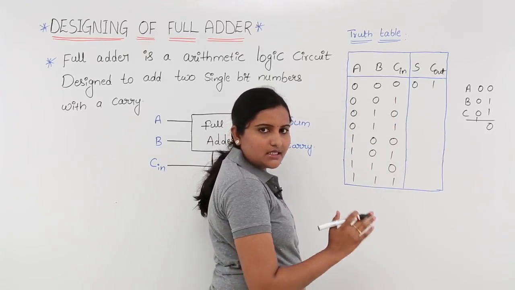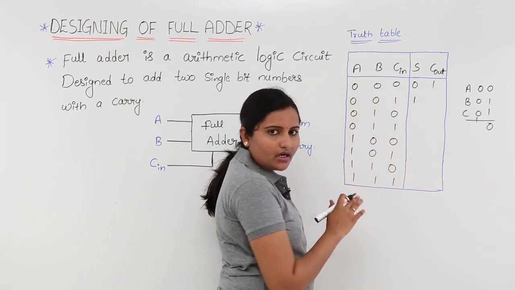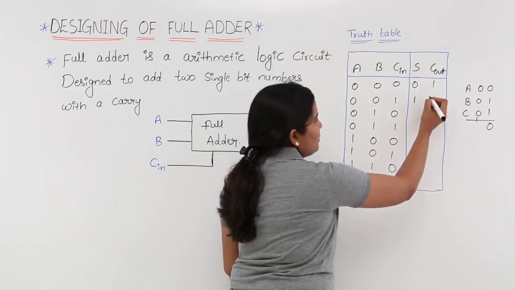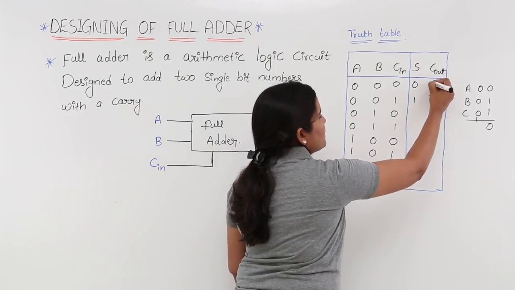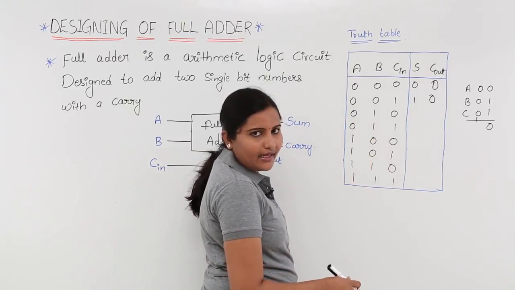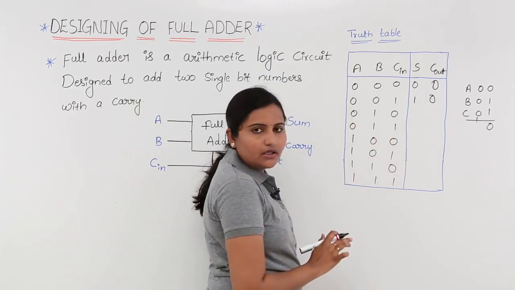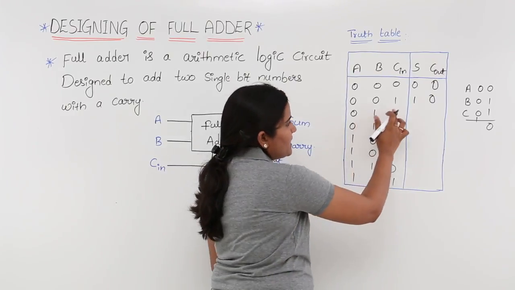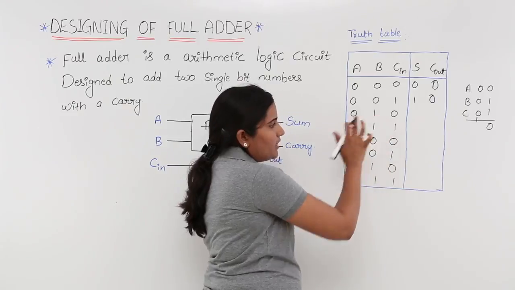0 plus 1 means 1 only. In this step also, you are not getting any carry, so the carry is 0 only. Here also the carry is 0. We are not having any carry here. So 0 plus 1, you have 1. Then 1 plus 0, so this is also 1. And 0 plus 1, you have 1.